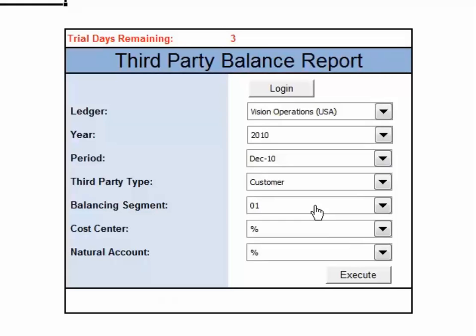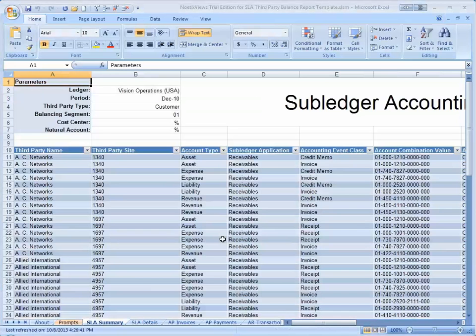And you must also provide a balancing segment. You can use the percent symbol to represent all the values for cost center and natural accounts. So when you've made your selections, click Execute to query the views and load the data into the spreadsheet. Note that the name of the current tab being refreshed is displayed in the message area. Once all the tabs are finished refreshing, you are automatically taken to the SLA Summary tab.